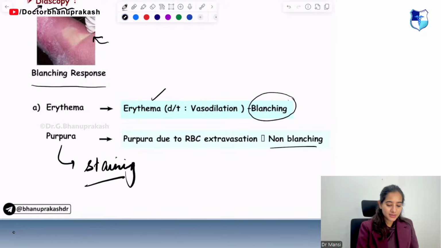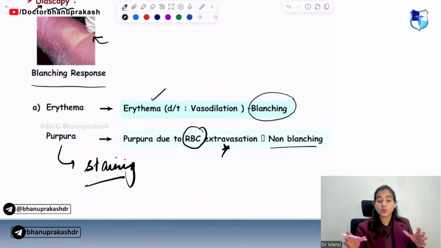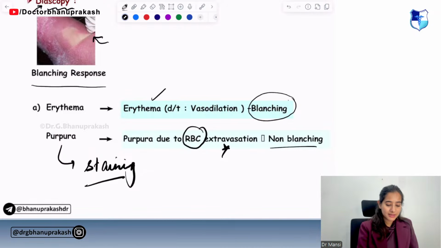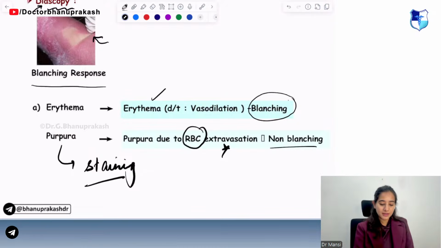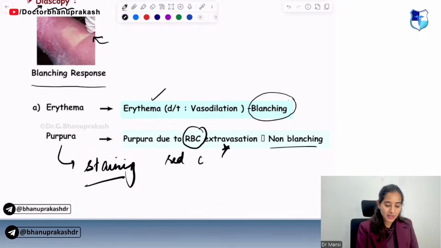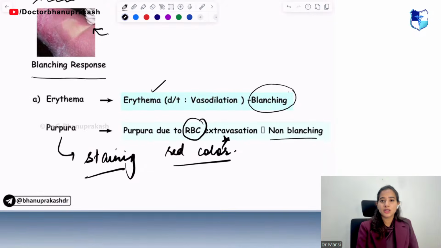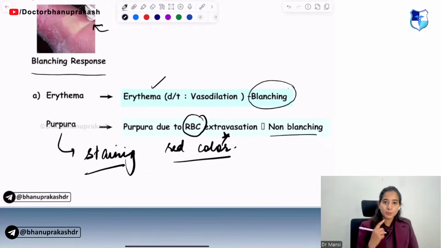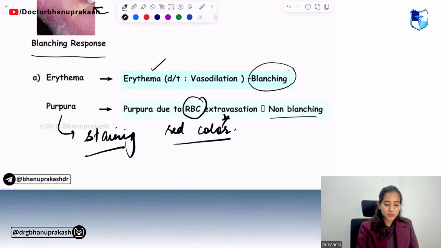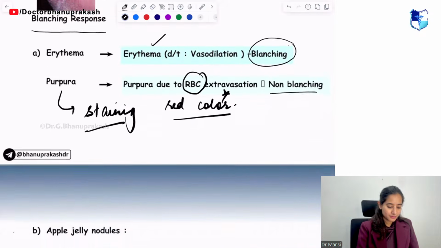Why is there still staining? Because RBCs extravasate out of the vessel and stain the tissue. So even if you press, the red color stays. That is what happens in purpura or petechial rashes. For example, if dengue is there, there will be purpuric rashes. So when you press it with a glass slide, you will still see the red color.